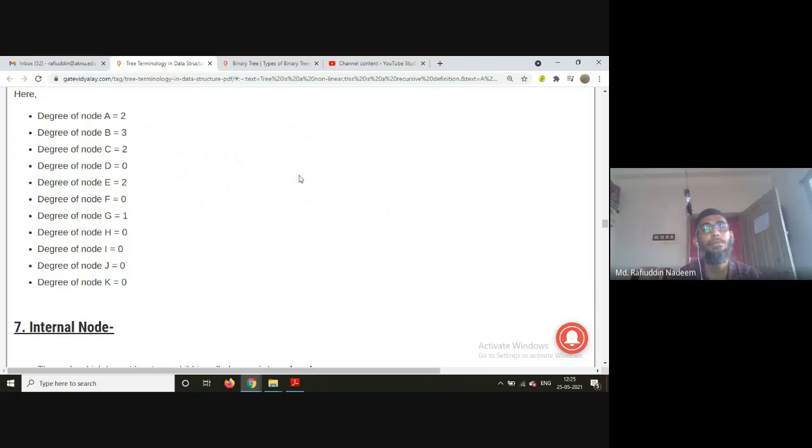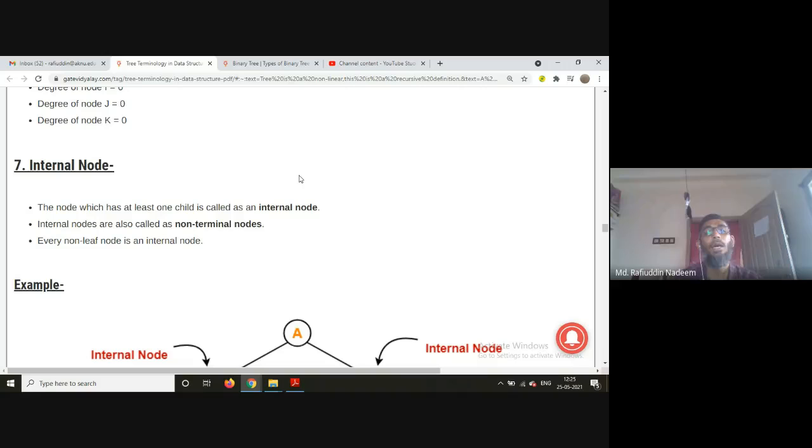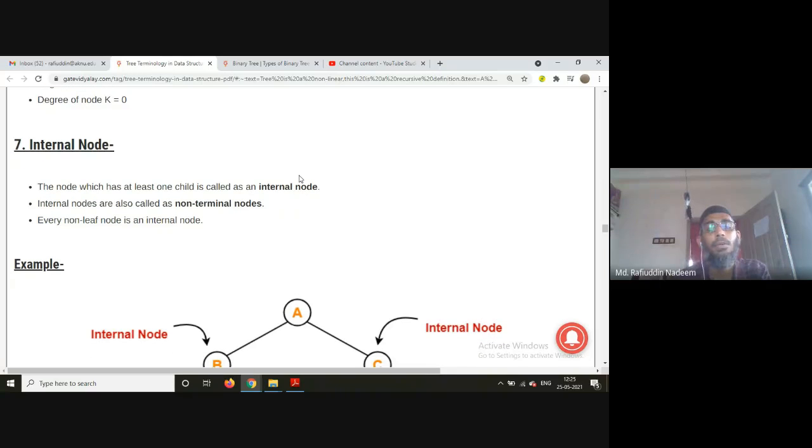Next we have the internal node. The internal node is a node which has at least one child. Internal nodes are also called non-terminal nodes. The one which has at least one child is called an internal node, and every non-leaf node is an internal node. We will discuss what a leaf node is later on. The leaf node is the last one, which has no children. So an internal node is the one which has at least one child.